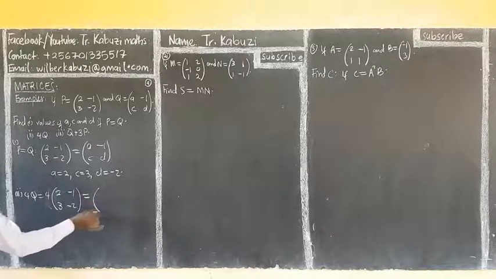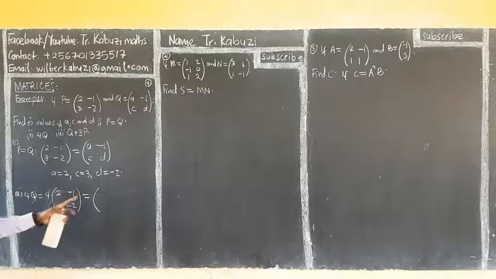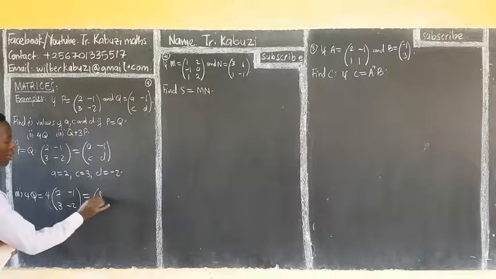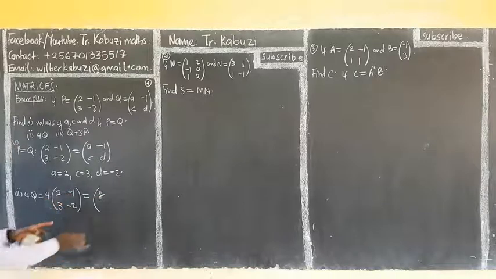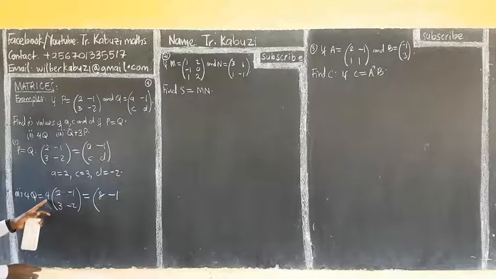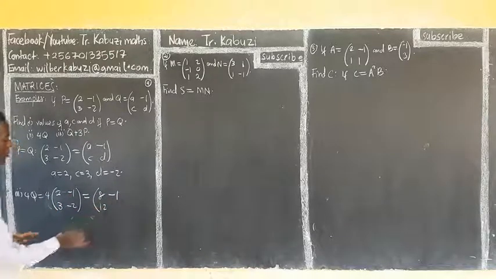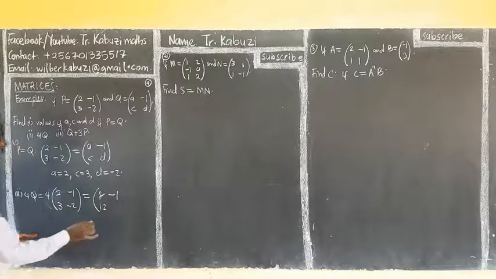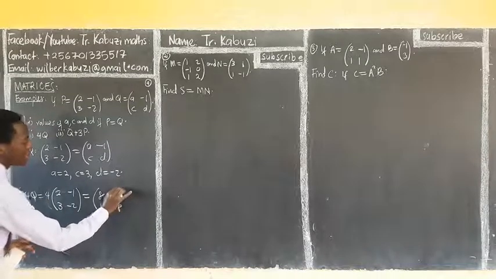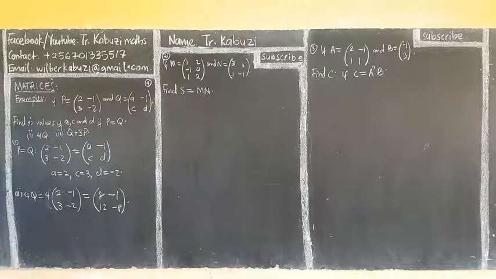Then we can use the multiplying here. We say this term multiplies everything. So 4 times 2, we get 8, 4 times negative 1 is negative 4, 4 times 3 is 12, and then 4 times negative 2 is negative 8. So 4Q is that.